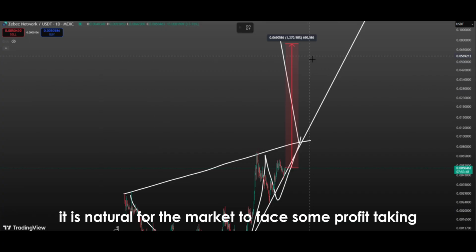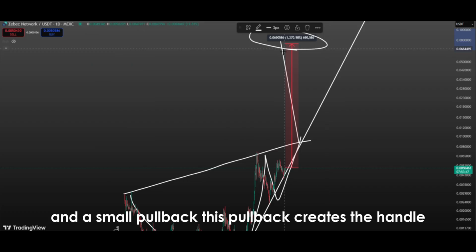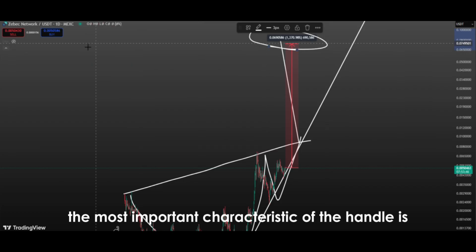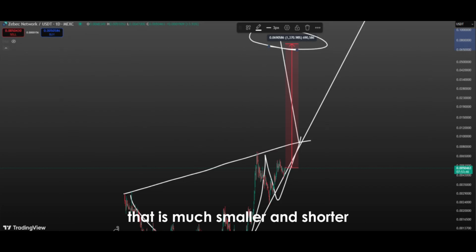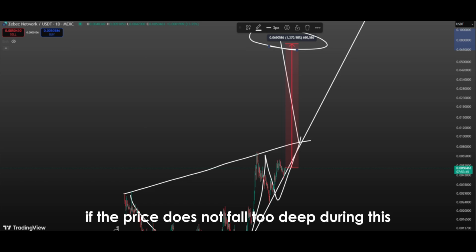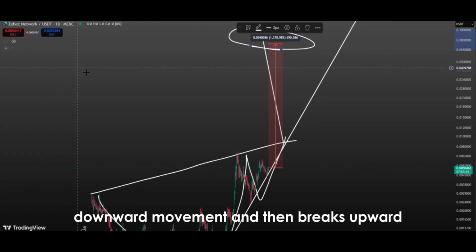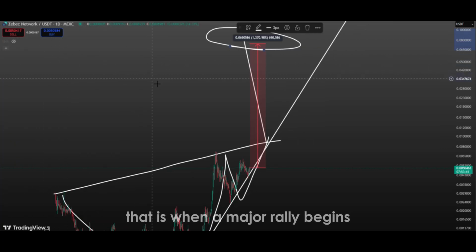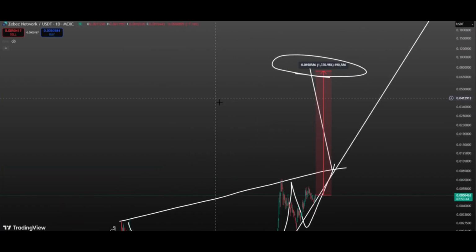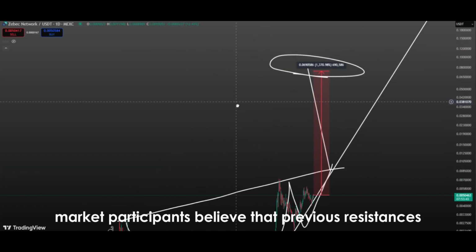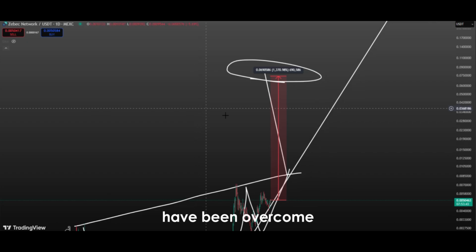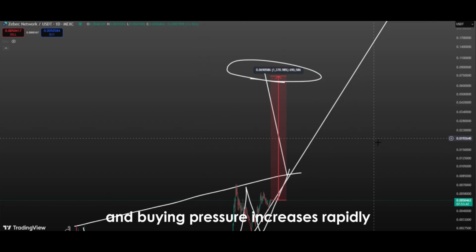At this point, it is natural for the market to face some profit-taking and a small pullback. This pullback creates the handle. The most important characteristic of the handle is that it is much smaller and shorter compared to the large cup. If the price does not fall too deep during this handle, consolidates with sideways or slightly downward movement, and then breaks upward, that is when a major rally begins. At this stage, market participants believe that previous resistances have been overcome and buying pressure increases rapidly.